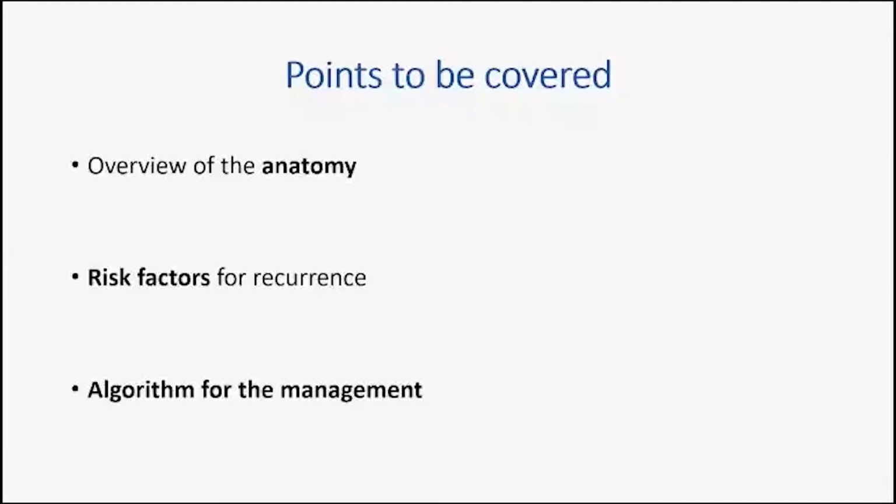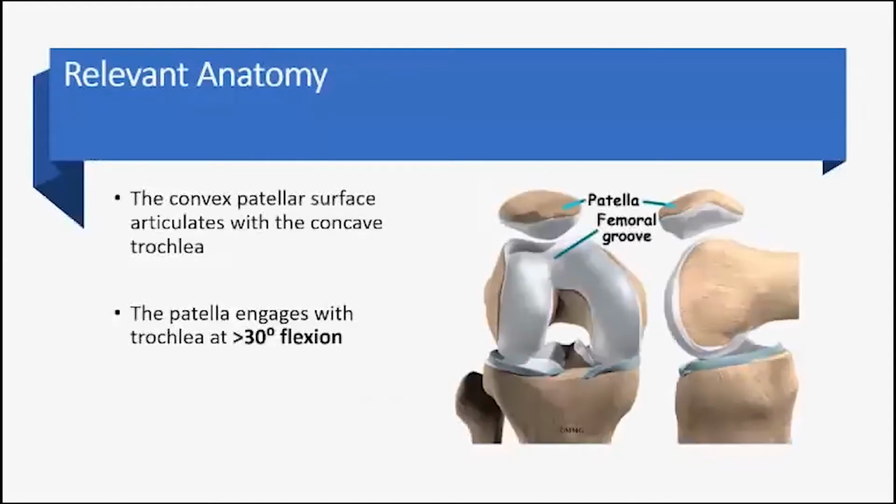I'll talk about the anatomy and risk factors for the recurrence and the algorithm for management. It is important to note that patellar stability depends on the trochlear morphology once the knee is flexed beyond 30 degrees. So it is dependent on the bone configuration of the trochlea beyond this flexion. And if you have a long patellar tendon, in other words, a patella alta, you will have less engagement of the patella early, and this may predispose to dislocation.